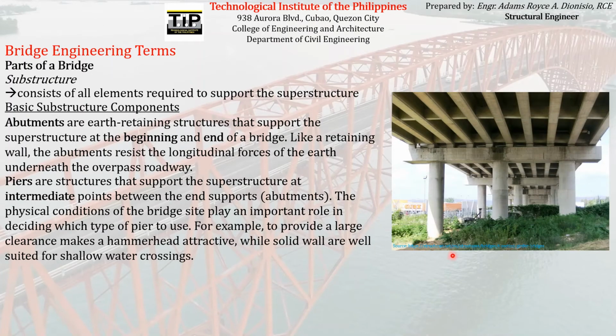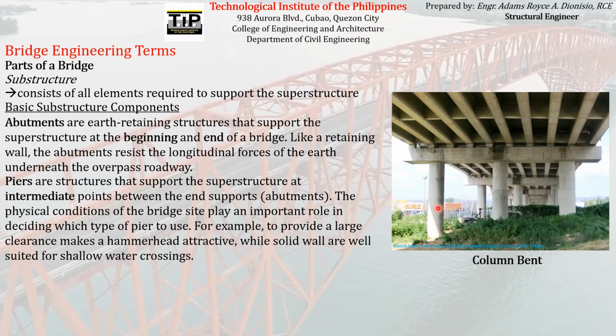Another type of pier is what we call column bent pier. So these are the column bent pier. It is just like you are having a very large column supporting the superstructure. So that is what we call the column bent pier.